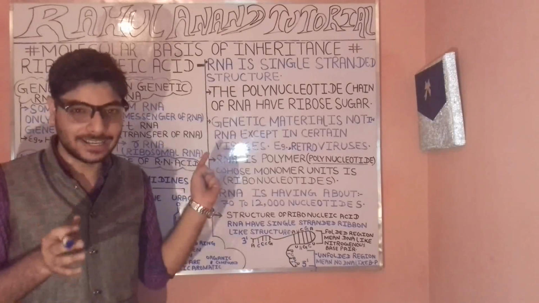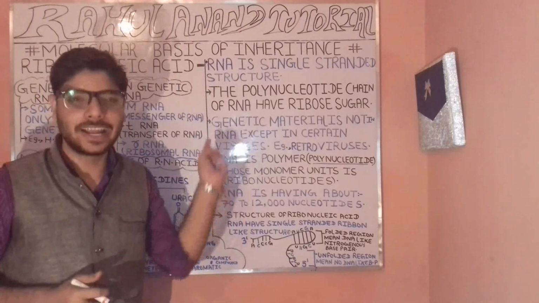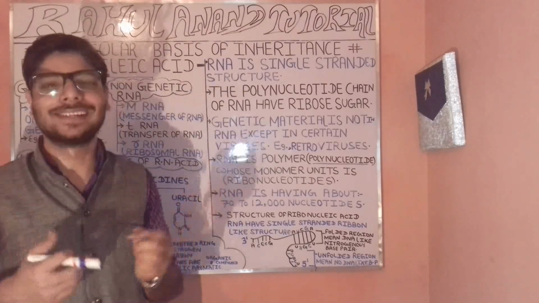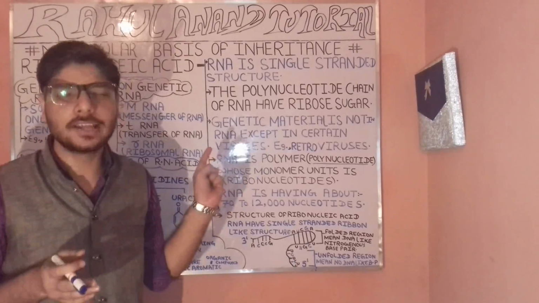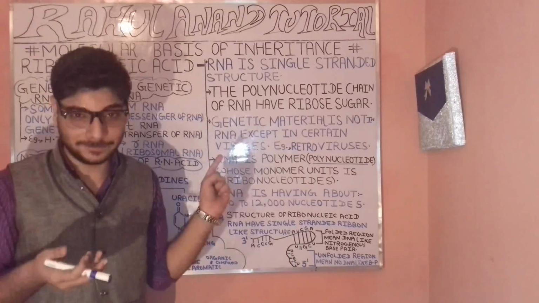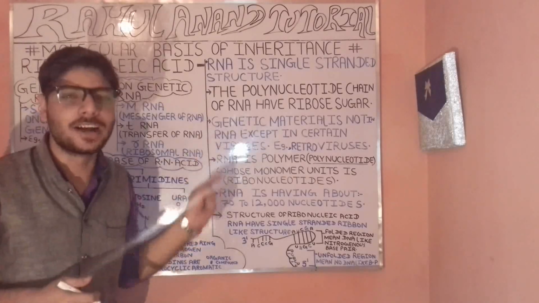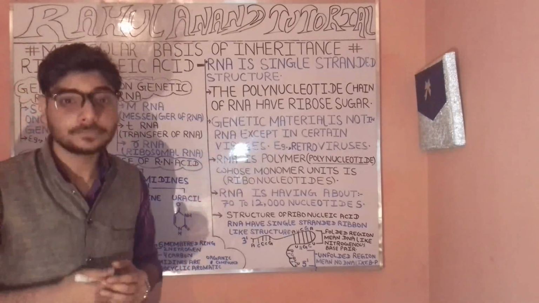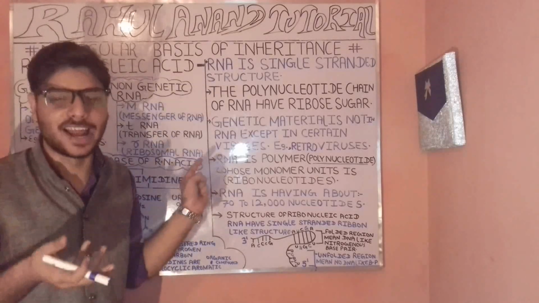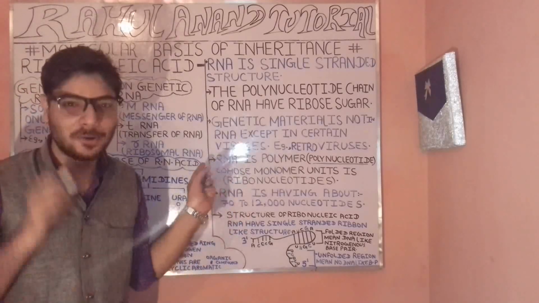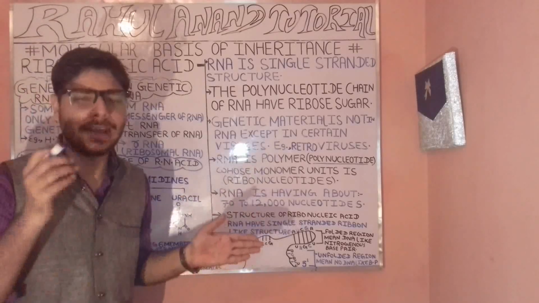Now let's proceed with the second one, where RNA is not the genetic material. These are popularly divided into three broad categories: the mRNA, the tRNA, as well as the rRNA. The mRNA stands for messenger RNA. So now let's understand about the non-genetic RNA: the mRNA, messenger RNA, as well as the tRNA, transfer RNA. In the third you will be having the rRNA, the ribosomal RNA.